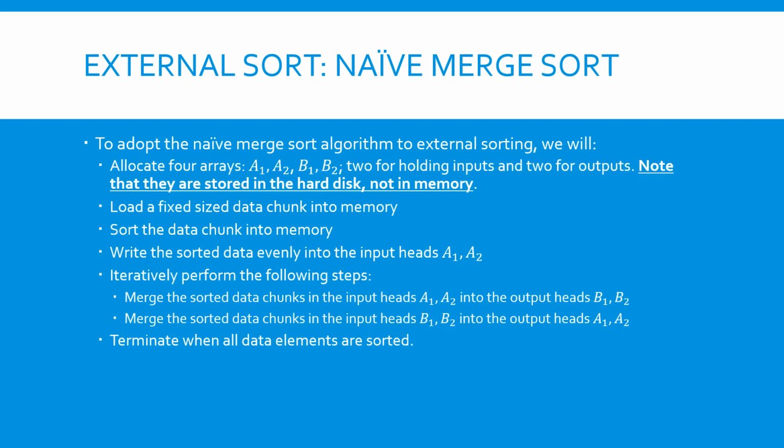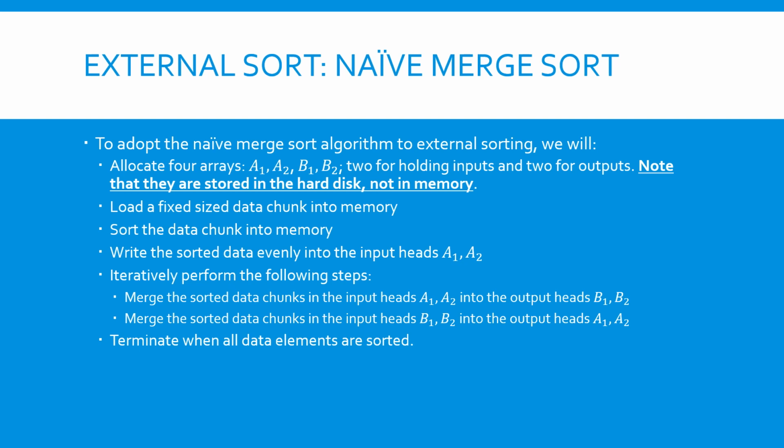Specifically, we will use 4 arrays, namely A1, A2, B1, and B2. 2 arrays hold the inputs and 2 hold the outputs, and their roles are switched alternatively as described in the original merge sort space management. Say, in the first phase, we use A1 and A2 to hold the inputs, and B1 and B2 to hold the outputs. Note that these arrays are stored in hard disk, but not in memory.